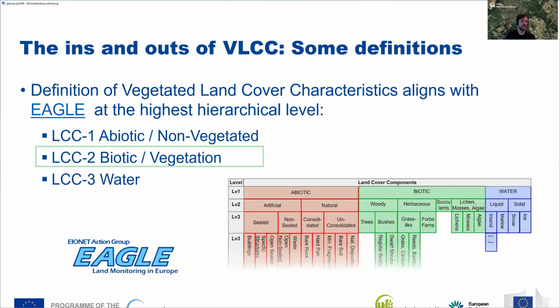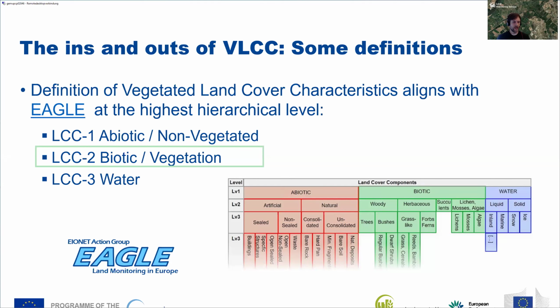Before we go more into detail on how the initial classification and then also the specific products are produced, here is a short overview of some definitions that are applied throughout the VLCC products. The vegetated land cover characteristics, so the VLCC, align with the EAGLE nomenclature at the highest hierarchical level.